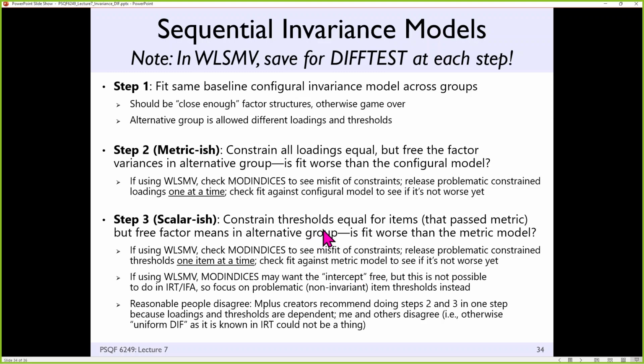I don't think that that is useful. And in terms of what the conclusion would be, if it fits worse, you wouldn't know: is it a loading problem or is it a threshold problem or is it both? So constraining two different types of things at the same time to me isn't as useful.